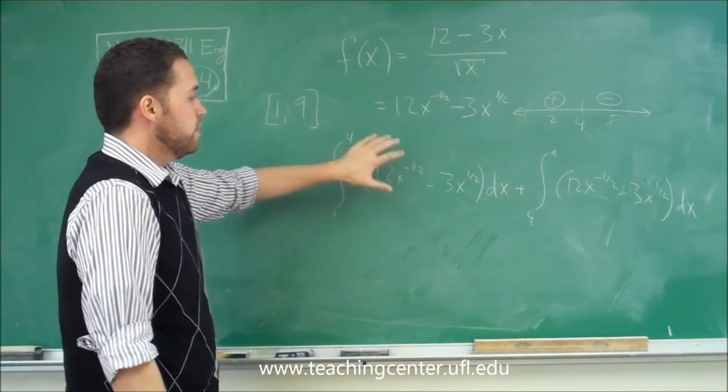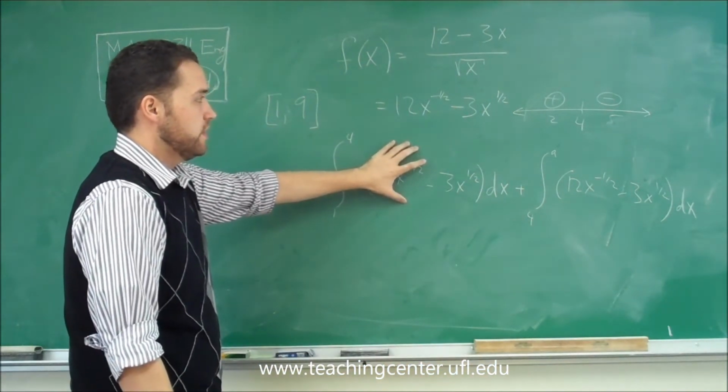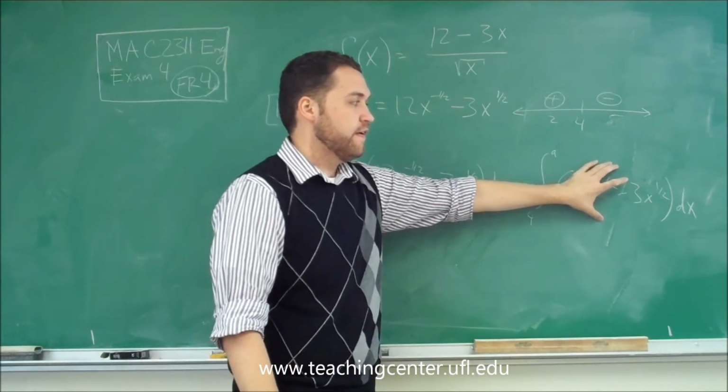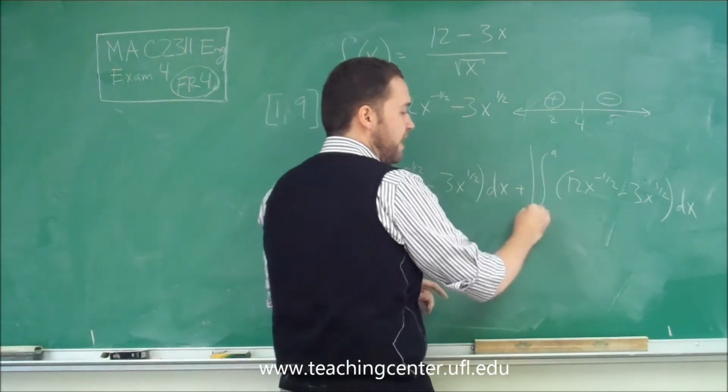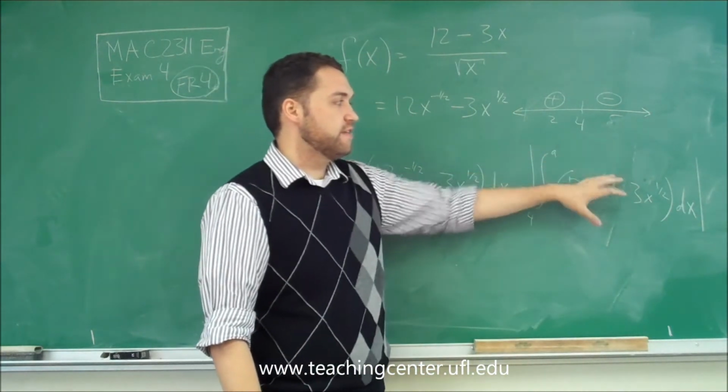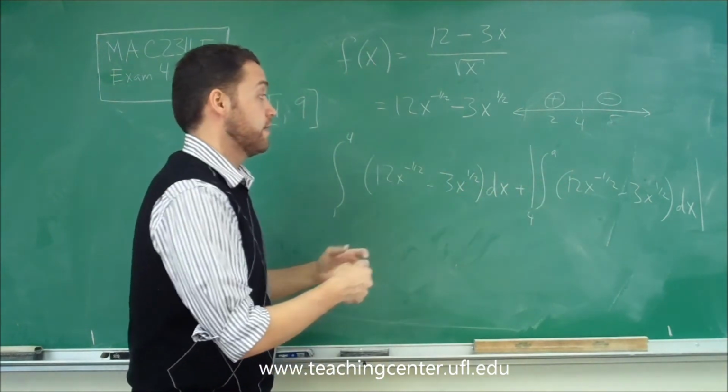Now, we know when we take the integral of this, it'll come out positive because it lies completely above the x-axis. But this one will come out negative. So we should really absolute value this integral, because then we know we get a positive and a positive, and we can actually add up all the area.